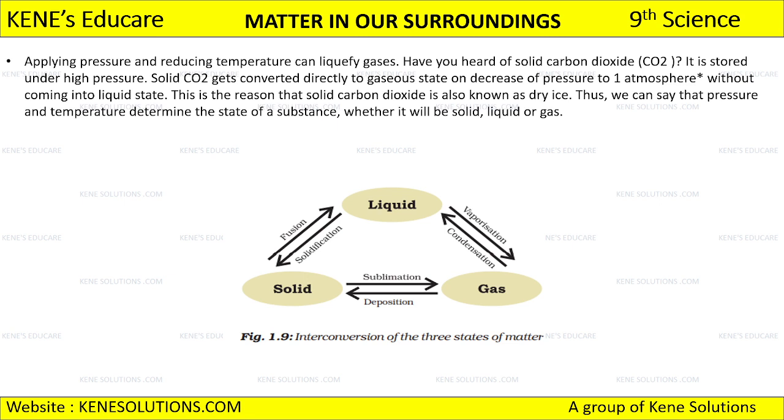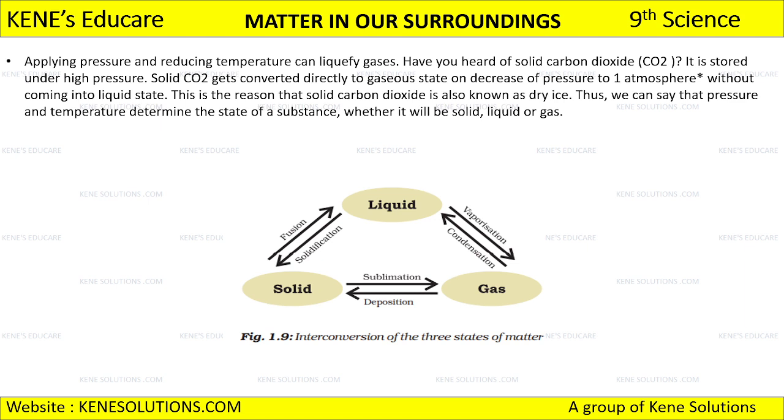Here we have the interconversion of the three states of matter. Solid, when it goes through the process of fusion, gets converted to liquid. Liquid, when it vaporizes through the process of vaporization, gets converted to gas. Gas, through the process of deposition, gets converted to solid again. Then liquid, when solidified through the process of solidification, gets converted to solid.